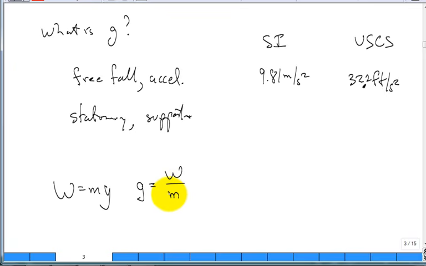Take out acceleration. I remember when I was a student, I'm using it all the time, and the thing's not accelerating. I'm just using g to calculate the weight of something. Why do I call it acceleration? Because if I let it go, if I didn't support it, it'd free fall.